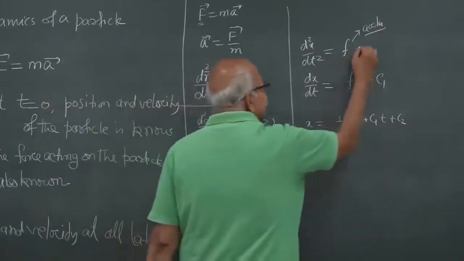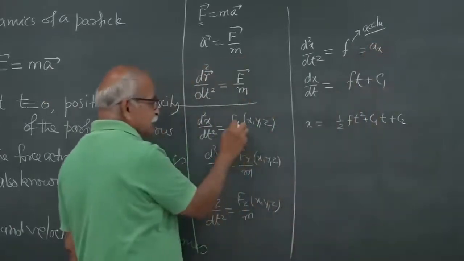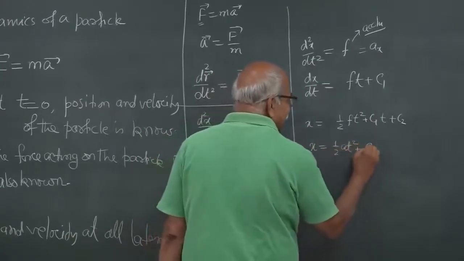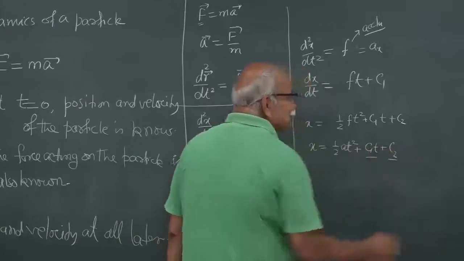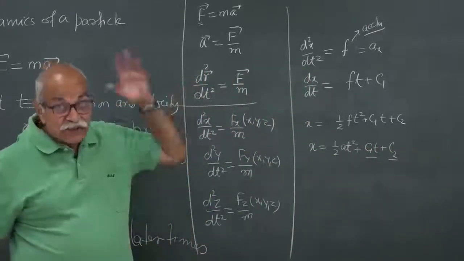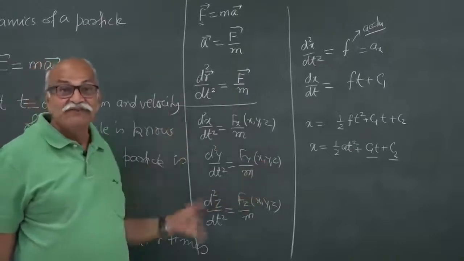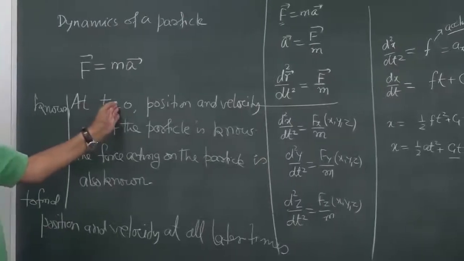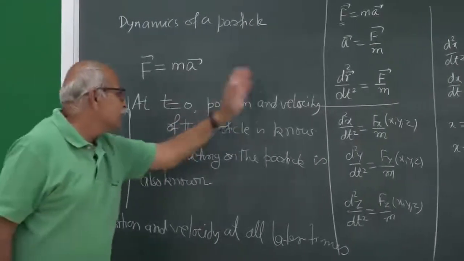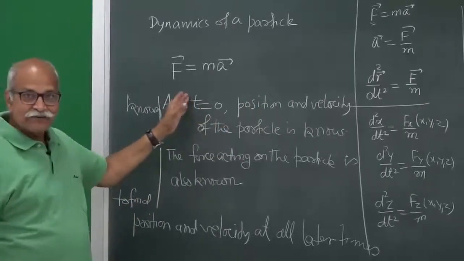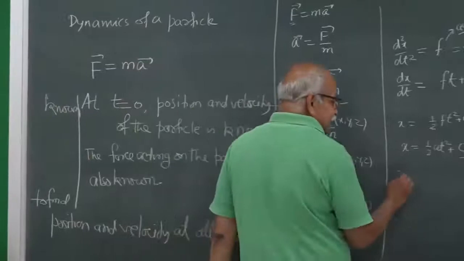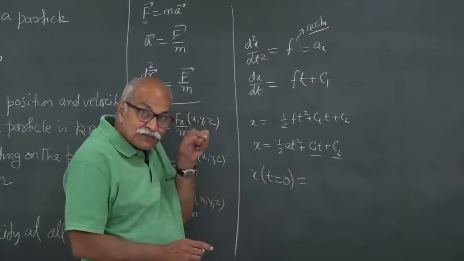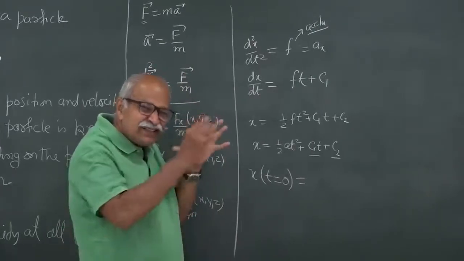So, if you write this Fx by m as ax, your x is equal to half a t square plus c1 t plus c2, and these two constants are not known as such with this much information. So, what you need is, at t equal to 0, that means at some instant I know the position and I know the velocity, and I am calling that t equal to 0. So, x at time t equal to 0 is known. I can call this position x equal to 0. Okay. So, that is a standard way.